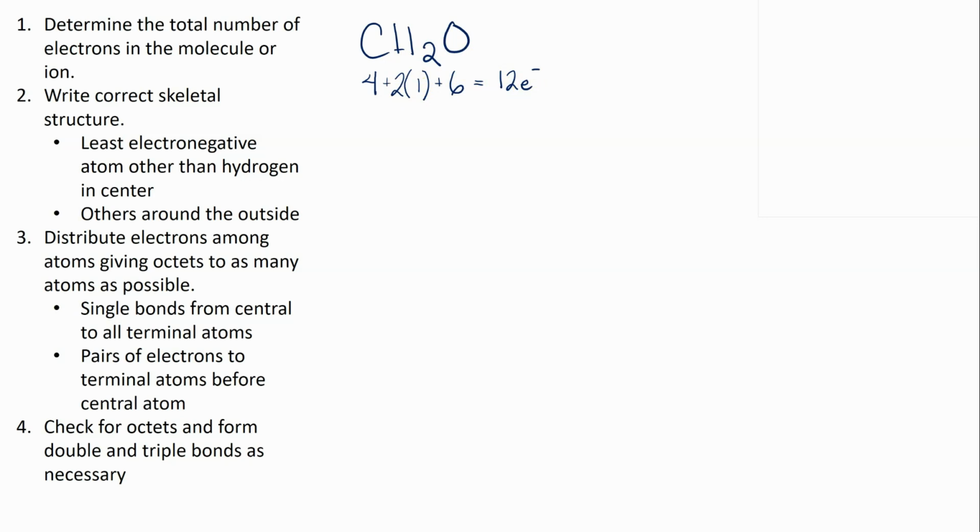Second step is the correct skeletal structure. And you're going to generally put the least electronegative atom other than hydrogen in the center. Okay, in this case, that's going to be carbon. Hydrogen is never the central atom, and that's because it can only take 2 electrons. Carbon is less electronegative than oxygen. So oxygen and hydrogens will then be placed around carbon, around the outside. Okay, and it doesn't matter where you place them. I've placed them here. If you drew them in different positions, it doesn't matter too much.